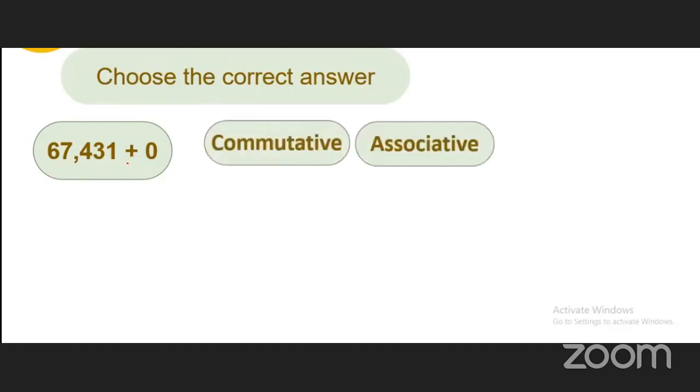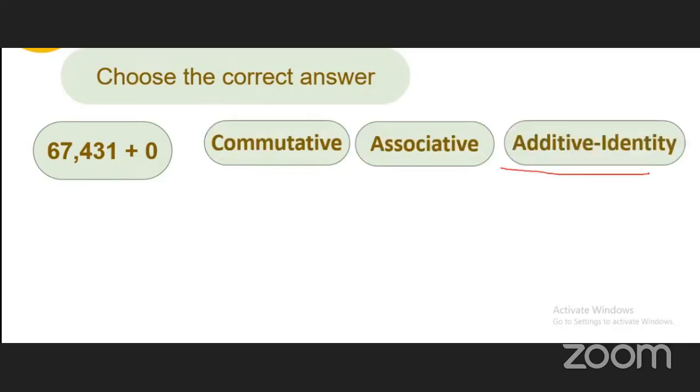1,431 plus 0. Yeah, we are great. This is what? Additive identity. So choose which one? Commutative or associative or additive identity? Excellent. It will be additive identity. This is the correct answer.